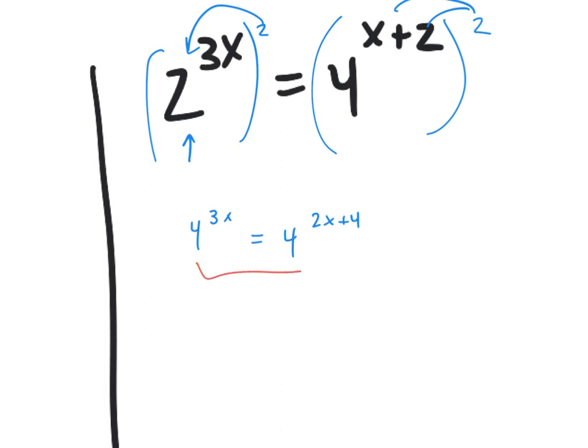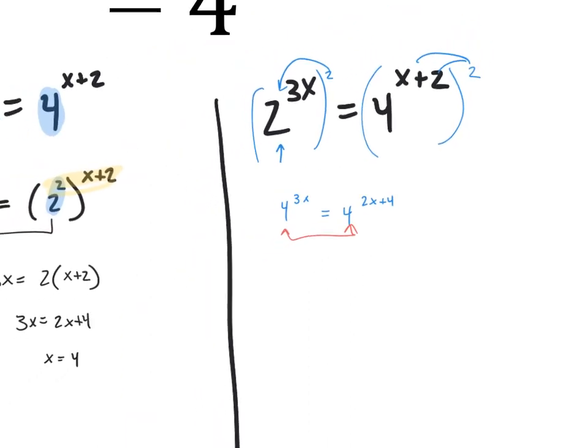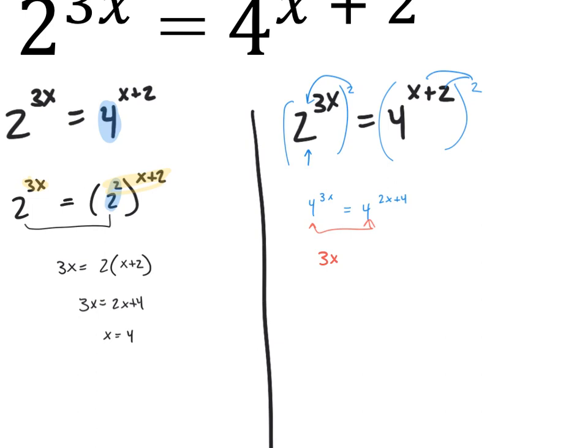And then you see you have same base, same base. You could set your exponents equal. And this right here, the 3x is equal to the 2x plus 4, is the same thing as the 3x is equal to the 2x plus 4.